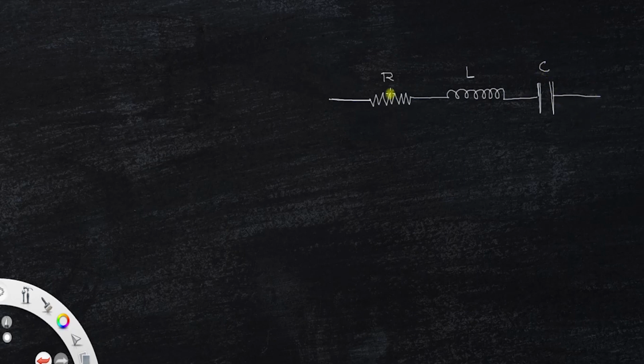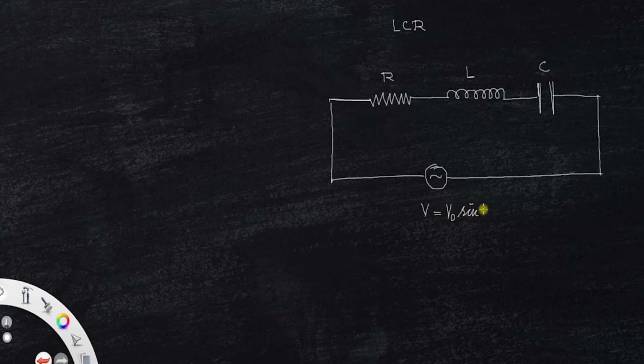all of them connected in series with an AC source. This is the source of AC. So this is the series LCR circuit. L stands for inductance, C for capacitance, and R for resistance. We know the voltage supplied by the source, let's say V equal to V0 sine omega t, where V0 is the peak value of the voltage, omega stands for the angular frequency, and t the time.